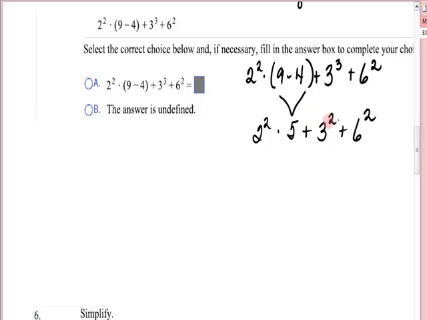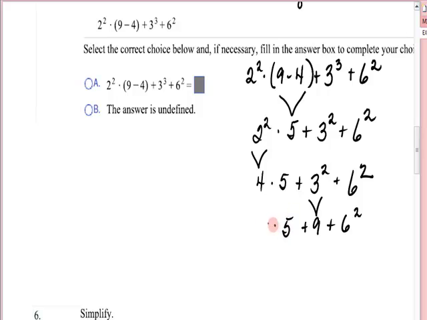Exponents. Yes, I have 3 sets of exponents. I'm going to do them as I see them, left to right. First one is 2 to the second power. 2 times 2, which is 4, and that's all I'm going to do for that step. Next, I've got 3 to the second power. That means 3 times 3, which is 9, and that's all I'm going to do for that step. Finally, I have 6 to the second power, which means 6 times 6. That's 36.